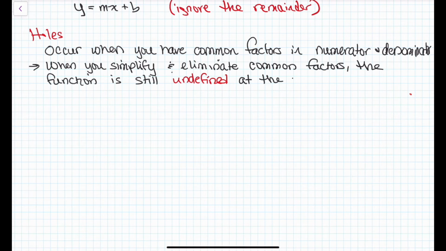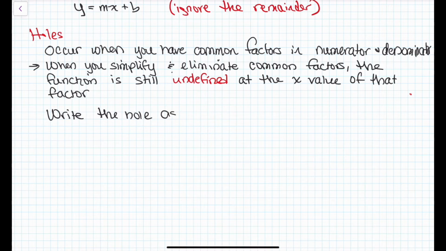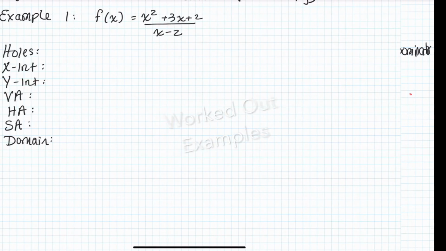So the function is still undefined at that x value. And then to find the y value, you simply plug in your x into your simplified function to find what the y would be. Write that hole as a coordinate point. We'll do an example of this as well.